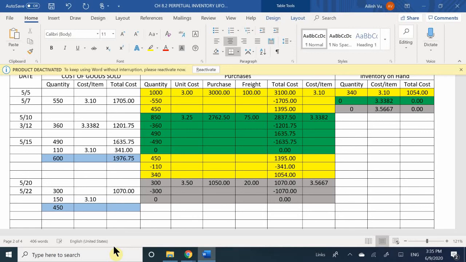So 310 multiplied by 150. What do we get? 465. Yes, 465.